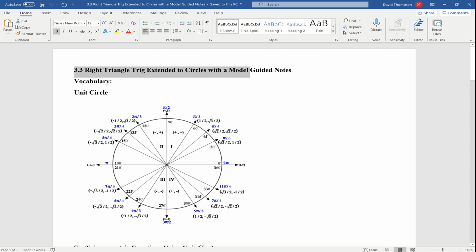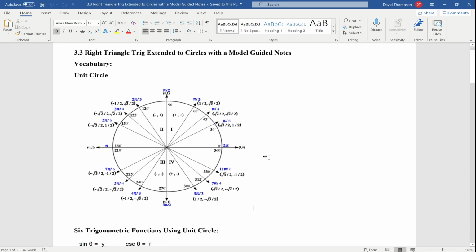In this video, we're going to talk about right triangle trigonometry extended to the unit circle. So we're not going to develop the unit circle, we're just going to use a unit circle to find our trig ratios. As you look around the unit circle, on the inside going around, we start with 0, 30, 45 degrees, 60, 90, 120, working our way back around to 360.